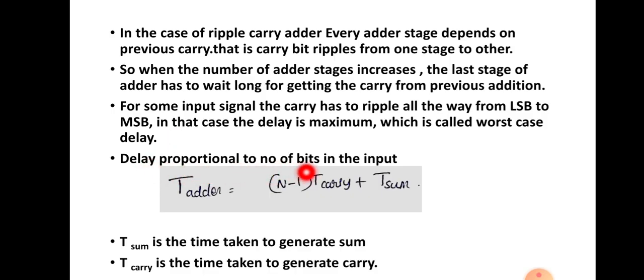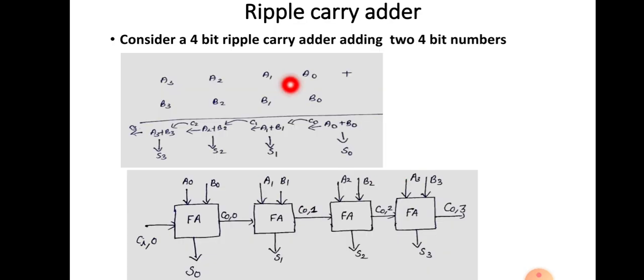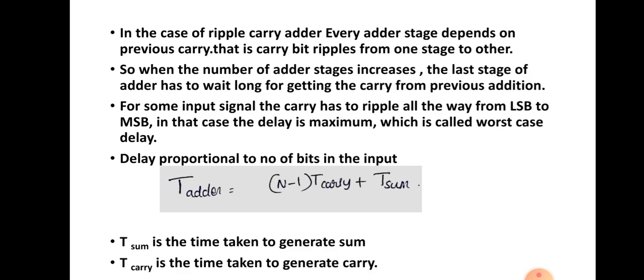So this delay is proportional to the number of bits in the input. So if the number of bits increases, the number of stages also increases, so the number of carry propagation stages is also increasing, so the worst case latency is increasing.